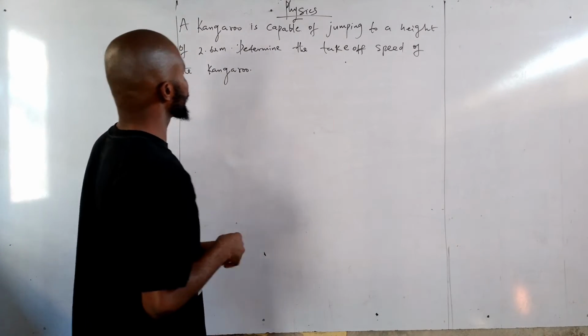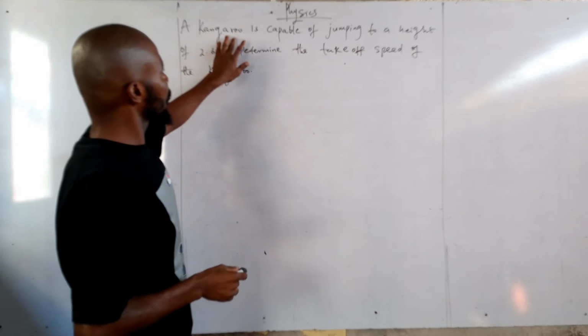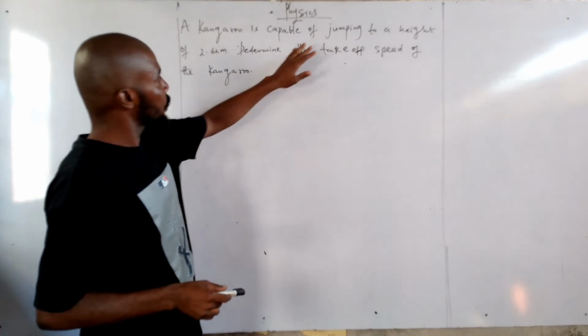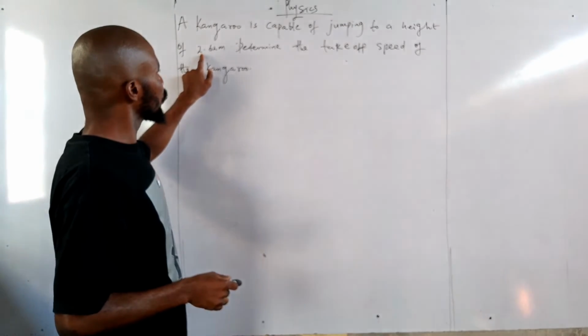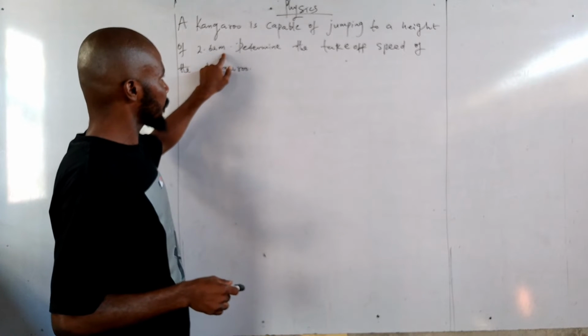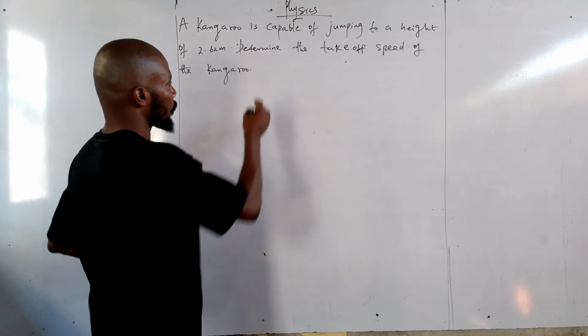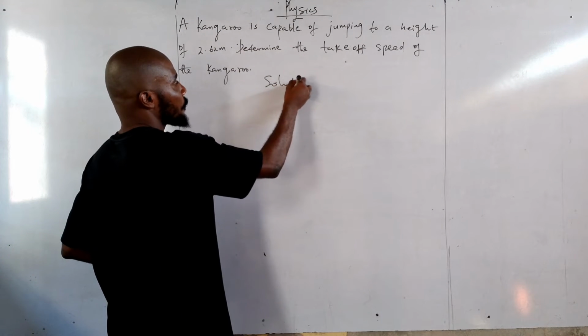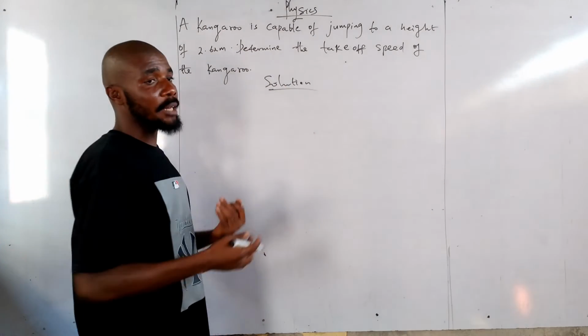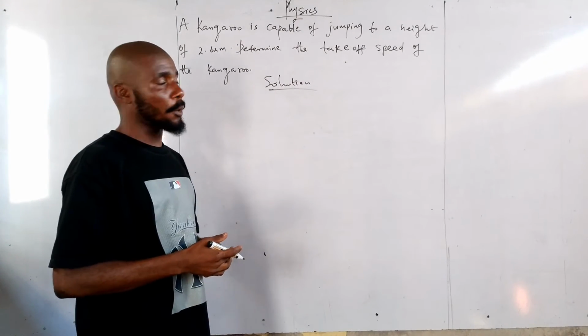Okay, the next question says, a kangaroo is capable of jumping to a height of 2.62 meters. Determine the takeoff speed of the kangaroo. Solution. Recall, for you to do physics very well, you must be able to visualize a given problem.